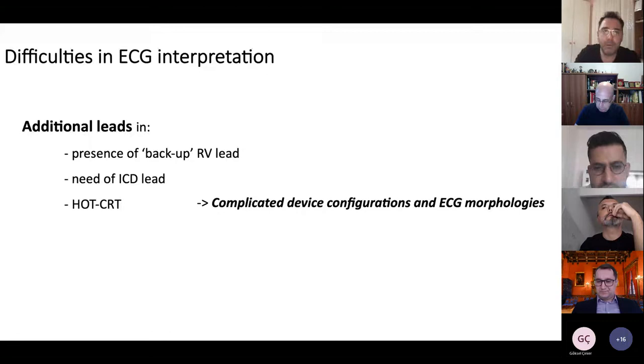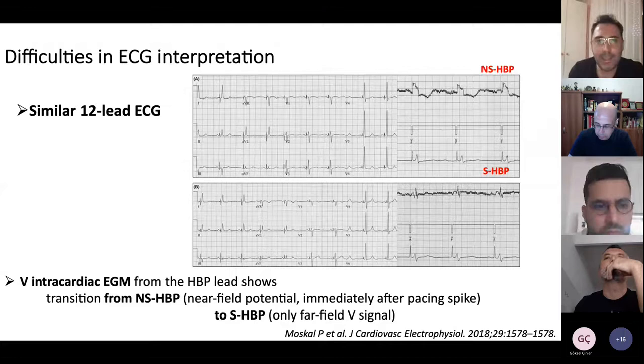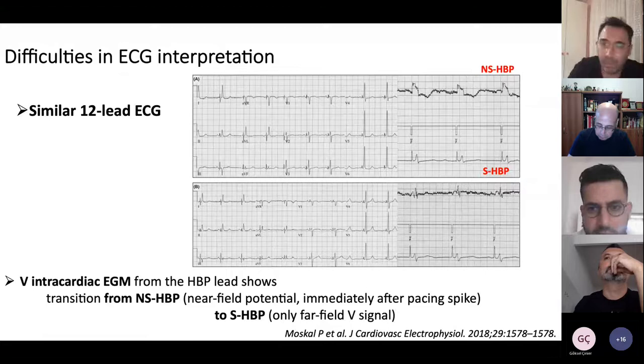And this is an example where the non-selective and selective pacing have exactly the same, or at least similar, ECGs, where we cannot distinguish which type of pacing we have. In that case, ventricular intracardiac electrograms can help us, and we can see the difference in the morphologies of the electrograms, but the ECG is not helpful.